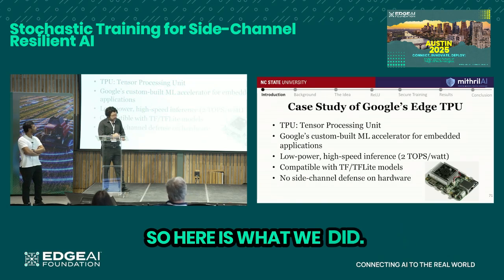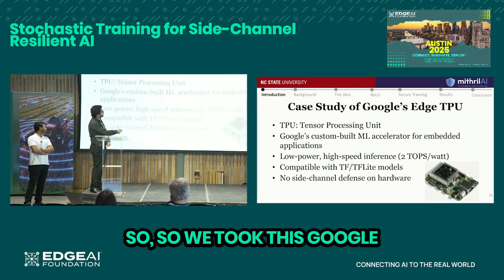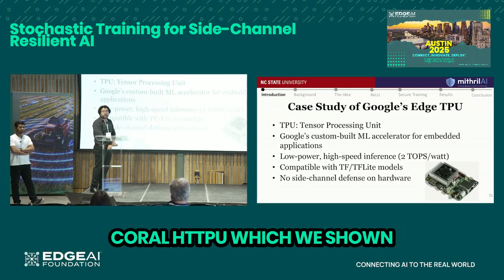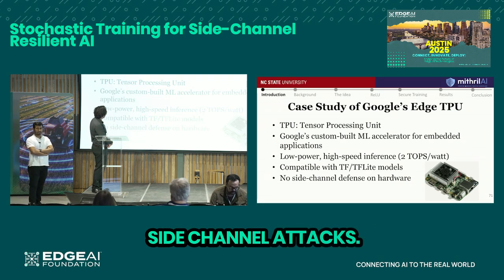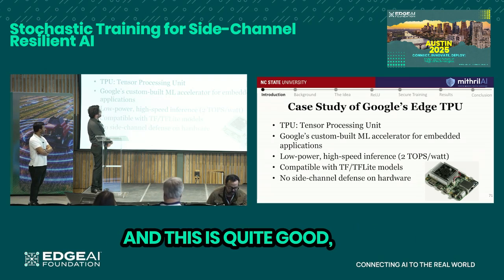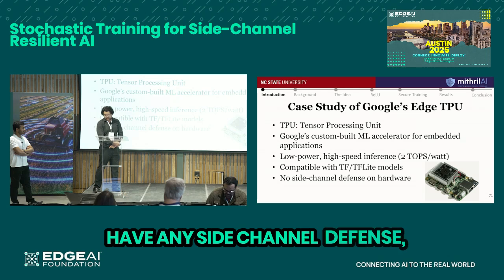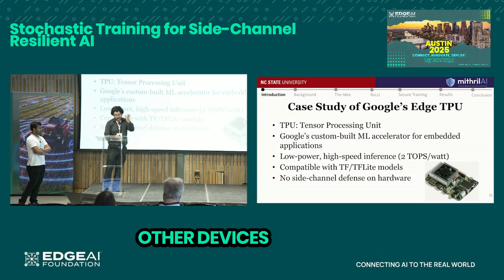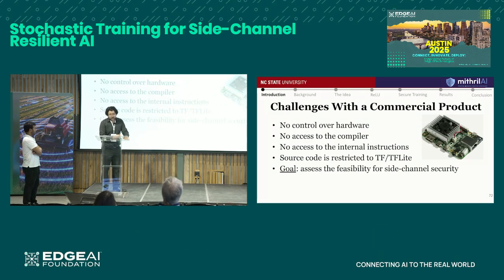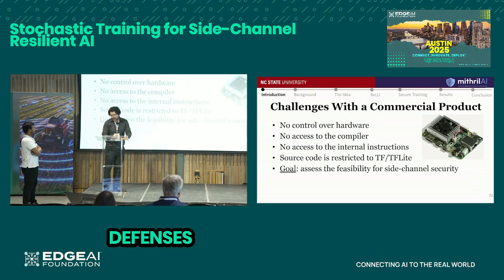So here is what we did. We took this Google Coral Edge TPU, which we showed to be vulnerable against side channel attacks. And this is quite good. It can support various applications, and it doesn't have any side channel defense, obviously, just like any other devices out there. The problem with having defenses here is that you have no control over hardware.